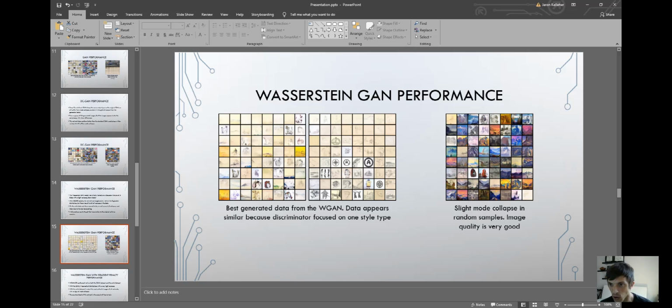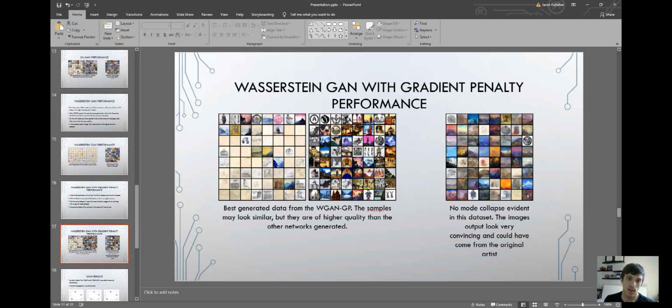You see some beautiful art, I think, and imagery in this data that really looks like it could have come from Nicholas Roerich and some of his scenery images later in his career that I think are very convincing to me personally. And then finally, the Wasserstein-GAN with gradient penalty performed even better than that of the Wasserstein-GAN.